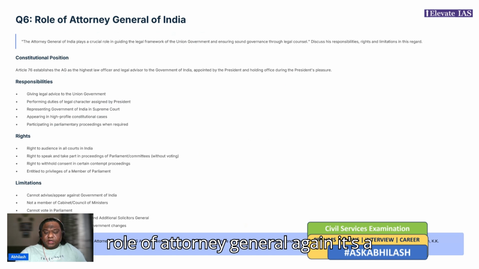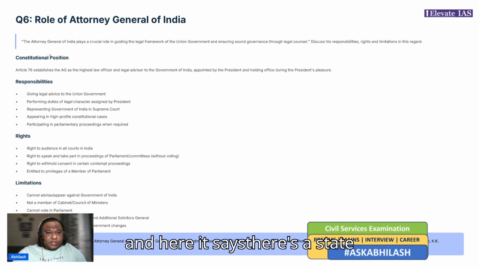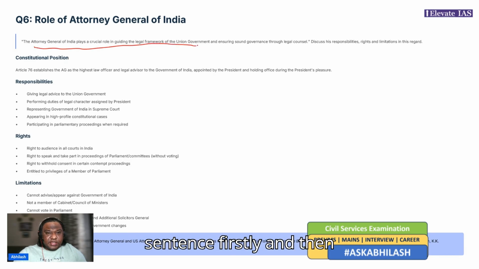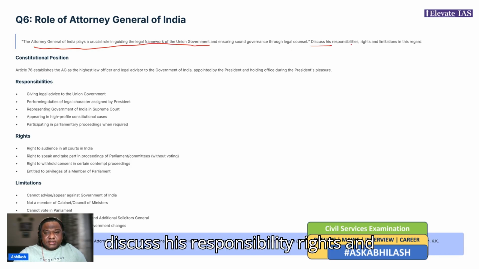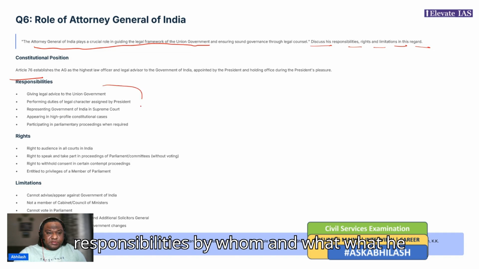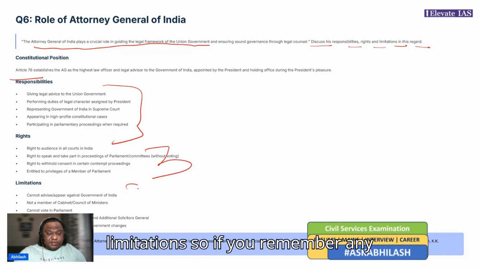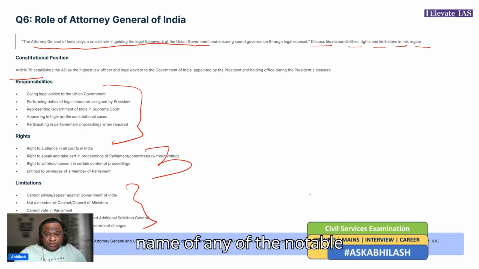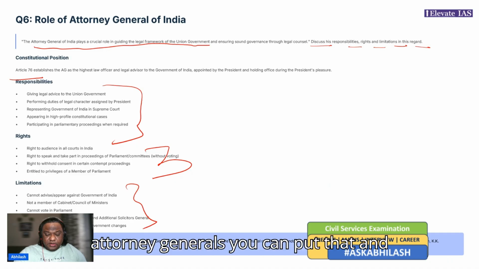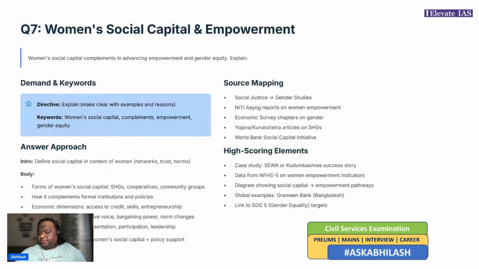Next question is the role of the Attorney General. Again, it's a very standard question and answer. Here it says there's a sentence firstly, and then discuss his responsibility, rights, and limitations in this regard. So which article provides this, then the responsibilities, by whom he is appointed and what he does, what his rights are, then the limitations. If you remember the name of any notable attorney generals, you can put that, and that will be cheese on the top.